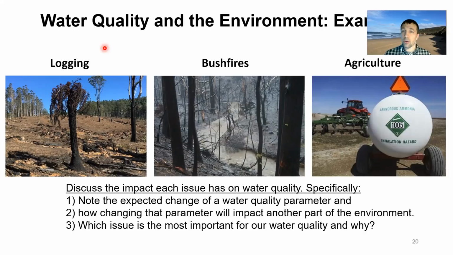But we'll be looking at how various activities and processes impact water quality, specifically logging, bushfires, and agriculture. And within groups, you will discuss how these processes or activities impact particular water quality parameters. And we'll think about perhaps which one of these is most important for protecting water quality for us here in the Melbourne area, or we could even think about it from a global perspective as well.